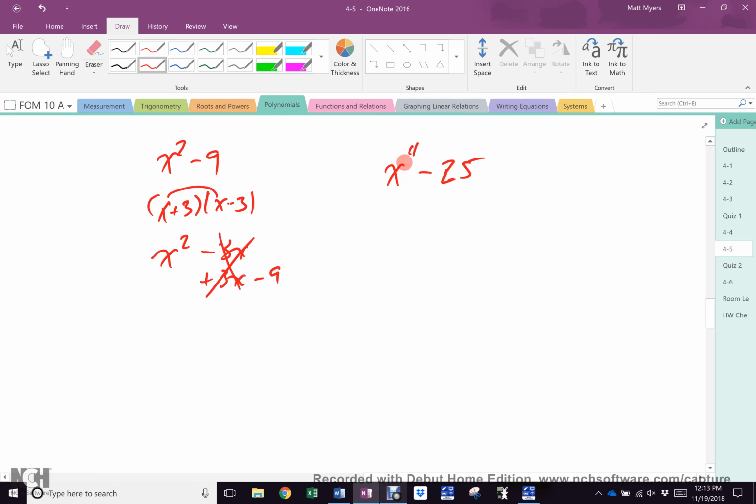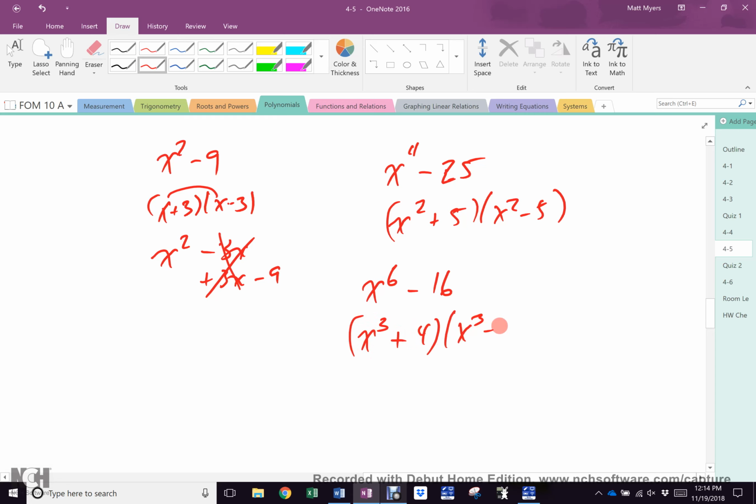Is that a perfect square? What's the square root? x squared plus... is that a perfect square? What's the square root? 5. x squared minus 5. x to the 6th minus 16. Is that a perfect square? What is it? x cubed plus 4, x cubed minus 4.